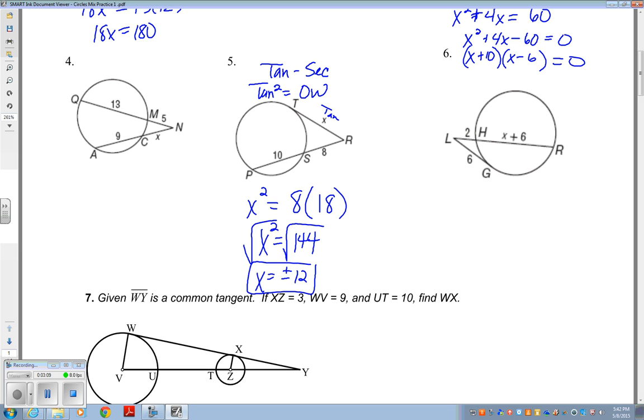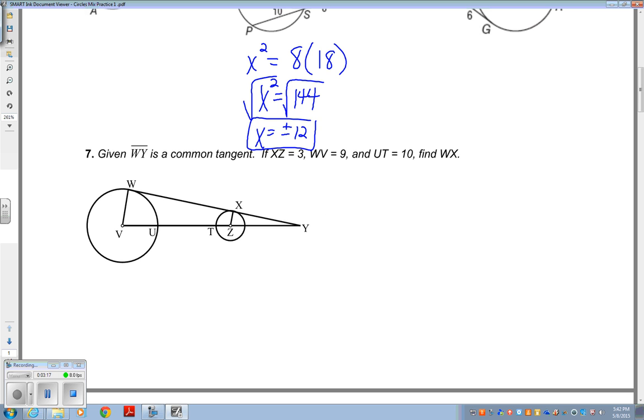Now number 7, which is going to be similar to number 18. You're going to have to label the parts. This is kind of like our pulley system, our chain system that was on our notes, where we're going to have to draw a parallel segment to create the rectangles. But let's just get the parts labeled for us. So we have XZ is 3, WV is 9. Those are both radii, one in the large and one in the small circle. Then UT, the distance between the circles, is 10. And they want us to find WX.